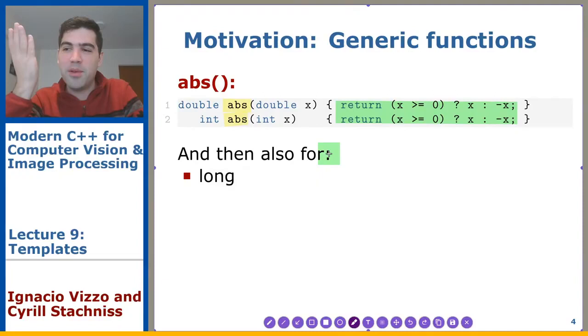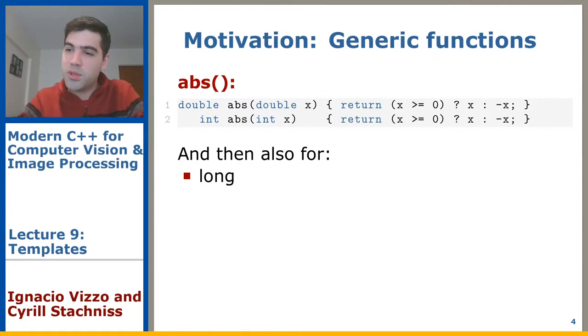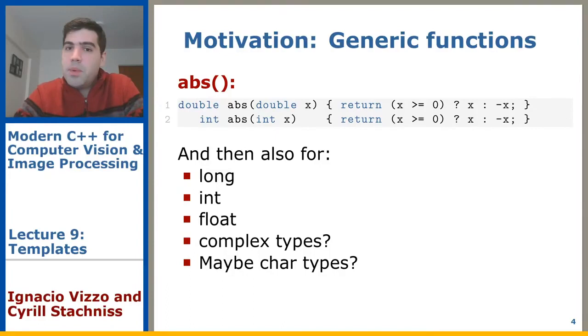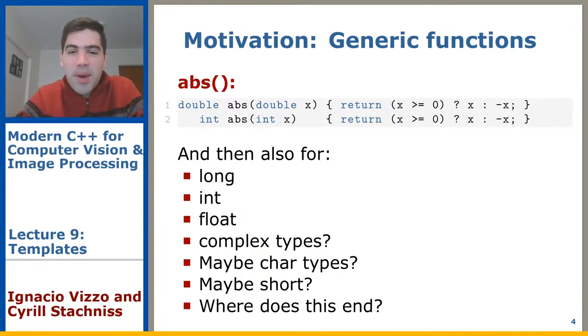So now we have it for double and int, but you should also do it for long, and then for floating point, and maybe, I don't know, complex type, maybe char, maybe short, and where does this end? That's the question: where should you stop writing the same function with the same implementation, but for different types of data? That's where generic functions come into place to save you from this pain.